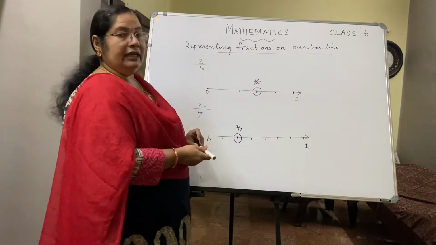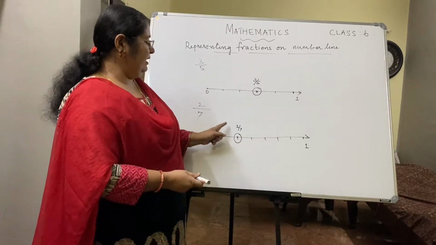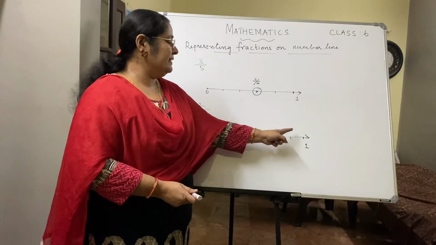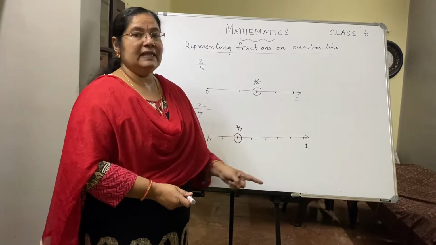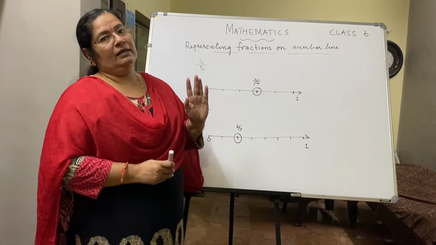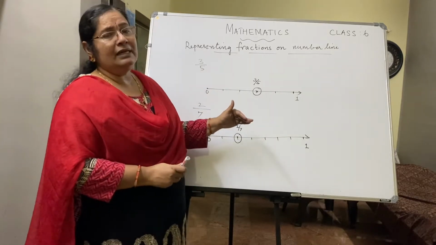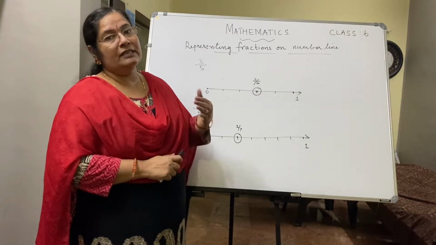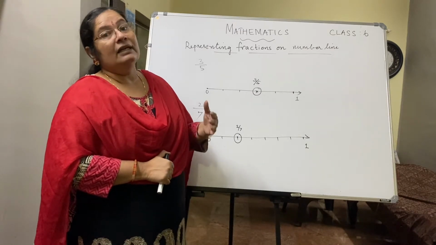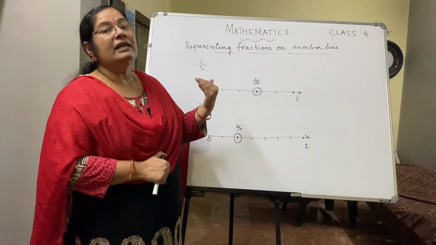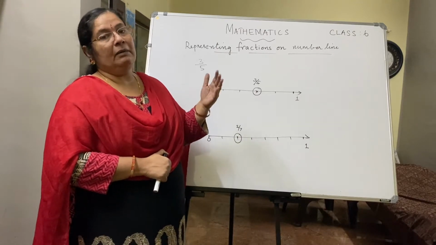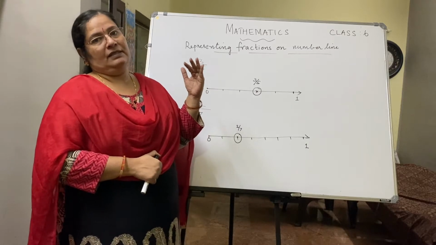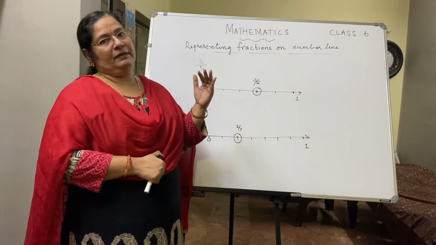Now let us see what the others would be. This is 1 by 7, 2 by 7, 3 by 7, 4 by 7, 5 by 7, 6 by 7 and last 7 by 7 which is equal to 1. So this is how you represent proper fractions on a number line. You will divide a number line into that many equal parts depending upon what the denominator is, and mark the position where the numerator number comes.